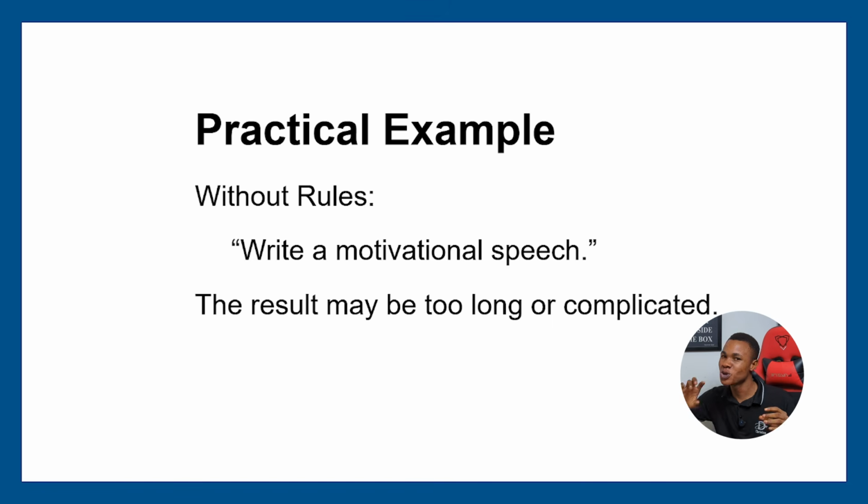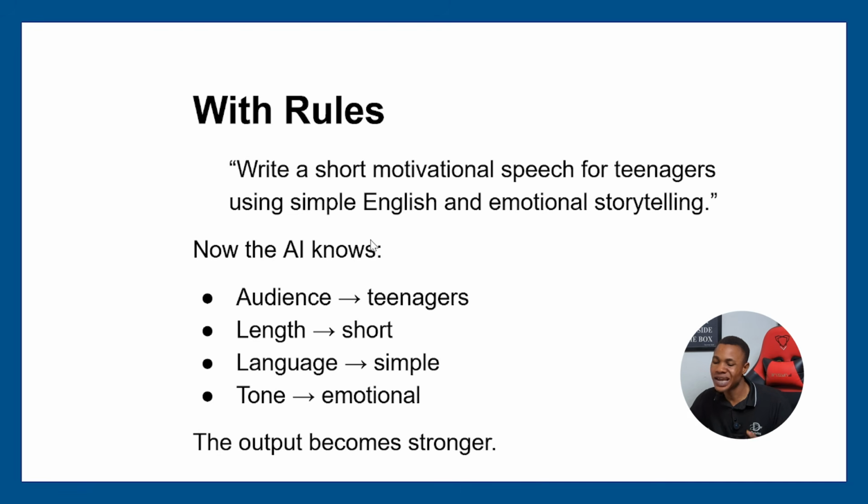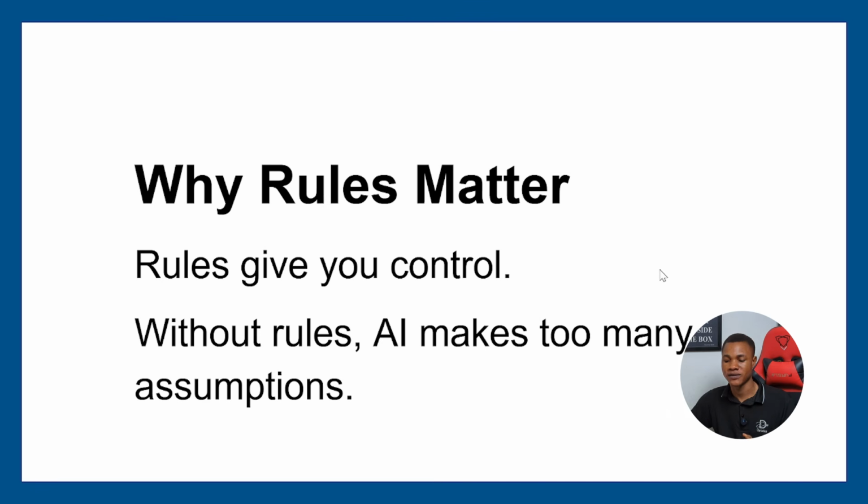Is that okay? So those words I'm using are what we call rules, because that is the output. That's how the result will come out. So you can say write a motivational speech. The result may be too long or complicated, but if you say write a short motivational speech for teenagers using simple English and emotional storytelling, this emotional, simple English are what we call rules. Now the AI knows the audience and all of that.